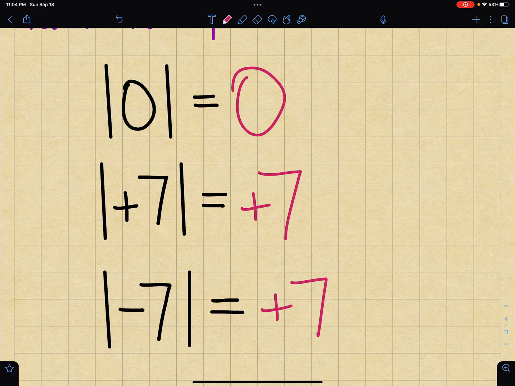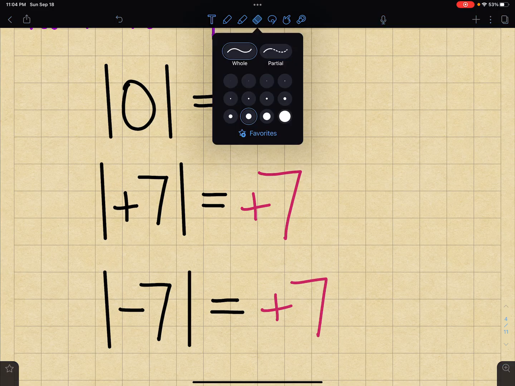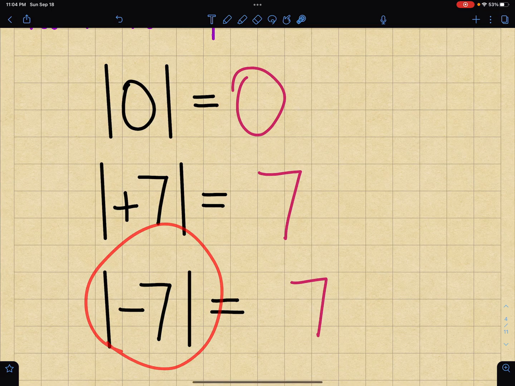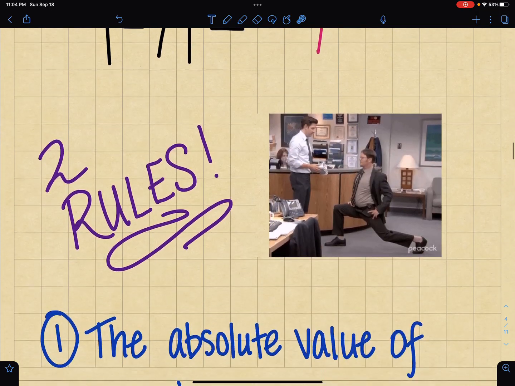And then they make the point that, just by convention, when you have a +7 in front of the number, you can say it without the plus sign. And so the absolute value of +7 is just 7, which is positive by convention. And the absolute value of -7 is 7, which is +7 by convention. Okay, so here's the rule.